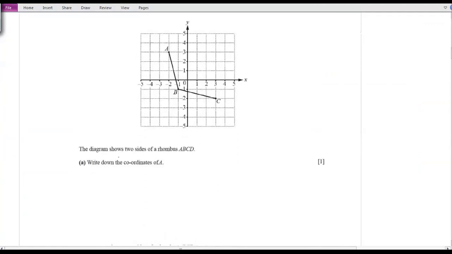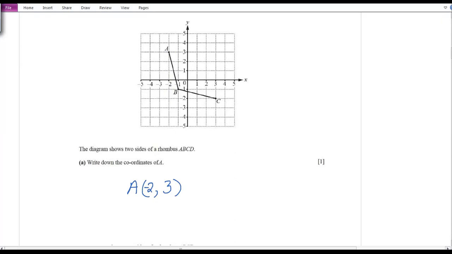All right. Now this is a diagram. The question is saying it shows two sides of a rhombus ABCD. Write down the coordinates of A. This is point A. If I ask you what are the coordinates of A, it means from A come down toward the x-axis, the x coordinate is 2. And what is the y coordinate? If you go toward the y-axis, it will touch the y-axis at 3. So the coordinates of A are 2, 3. Okay, sorry, -2. I'm sorry. It will be -2 because if it comes down, it will reach -2. So the coordinates are -2, 3.